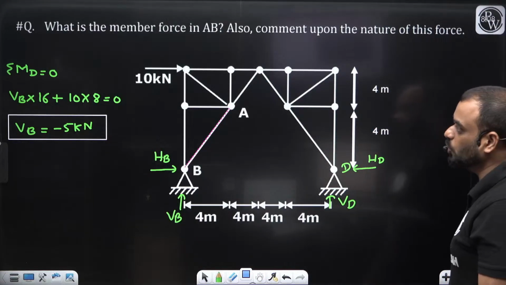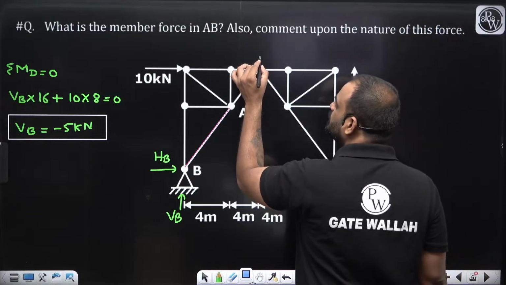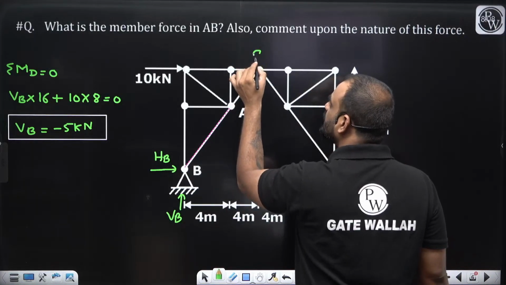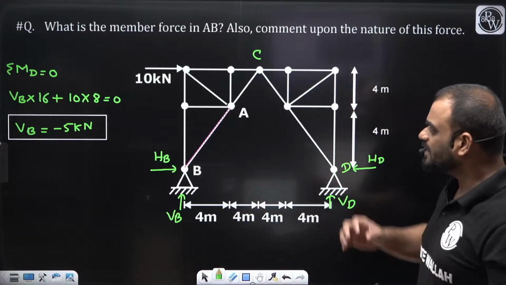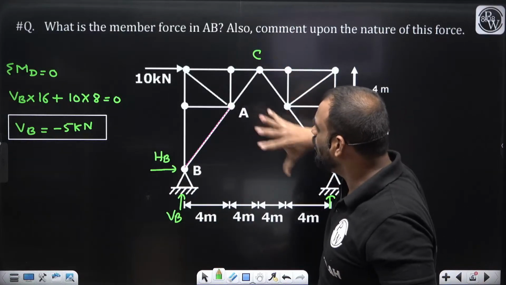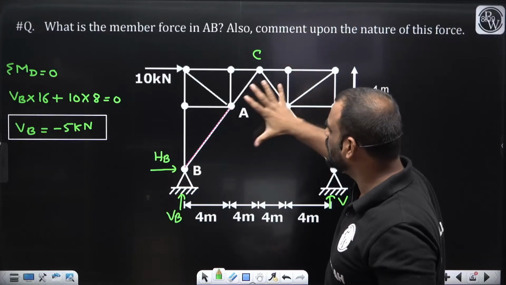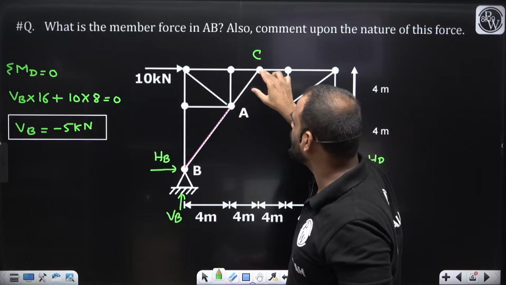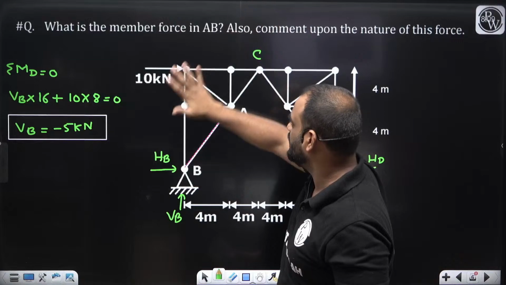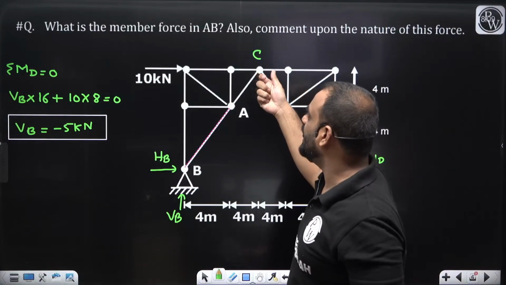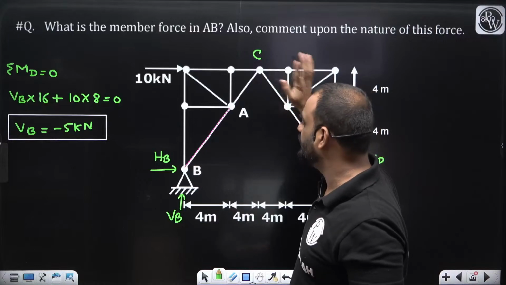So we know the value of VB, and it is equal to minus 5 kilonewton. Now let us consider this particular point as C, and let us take moment at C equal to 0. We can write it, guys. Why is it so? Because this particular part can rotate about this particular point individually without disturbing the other one. That's why we are able to write MC equal to 0 easily at this particular junction.